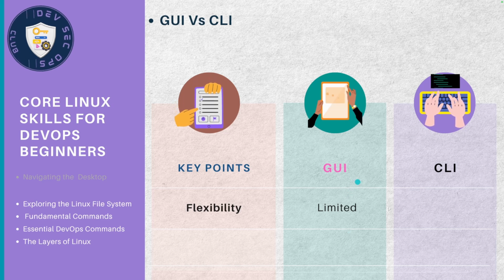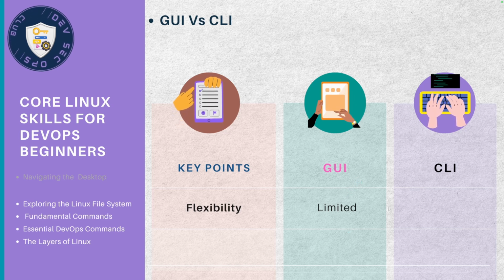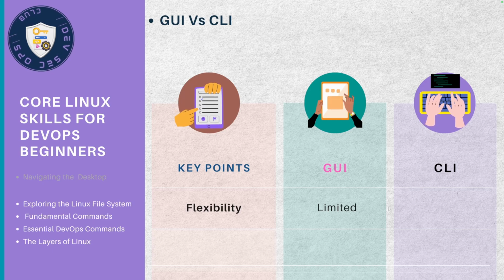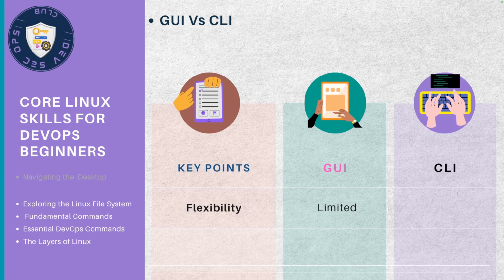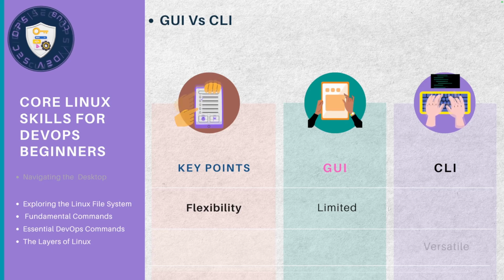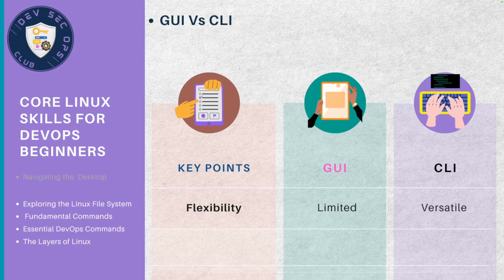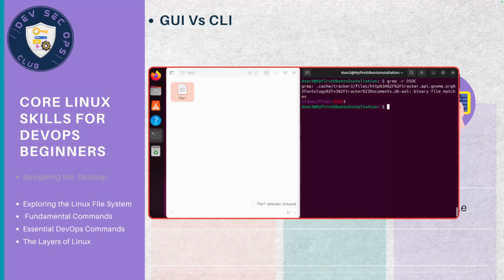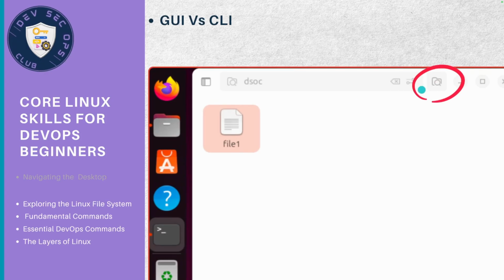Then next we have flexibility. GUIs are very limited, whereas CLI provides you a lot of flexibility. These are versatile. You can do what you want. So for example, let's take the same example over here. In the same Explorer, I go over here.